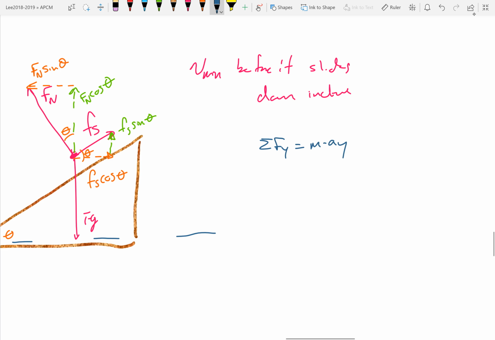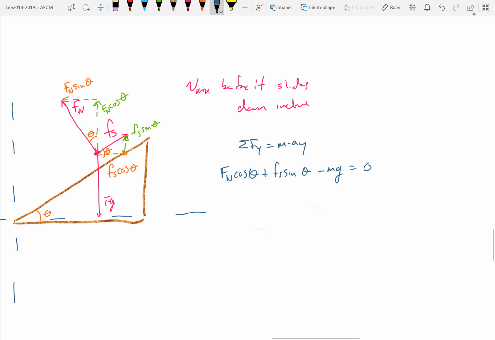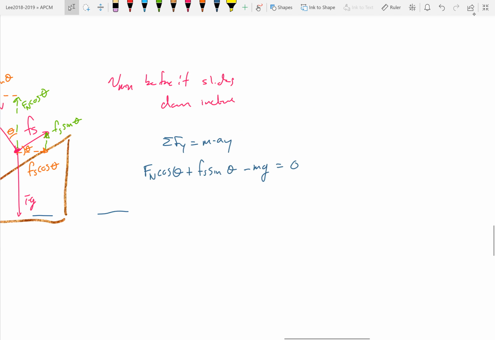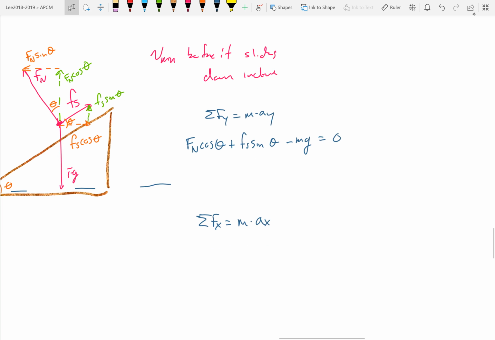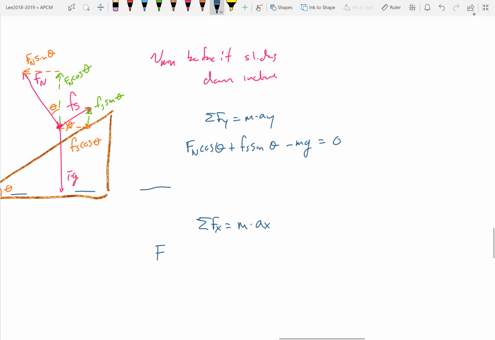Okay, in the y direction, that's green, I have positive Fn cosine theta, positive Fs sine theta, negative Mg equals 0. It's staying at the same height. It's about to slip. X direction, which is our centripetal stuff, is a difference: Fn sine theta in the positive direction towards the center of the circle minus Fs cosine theta.